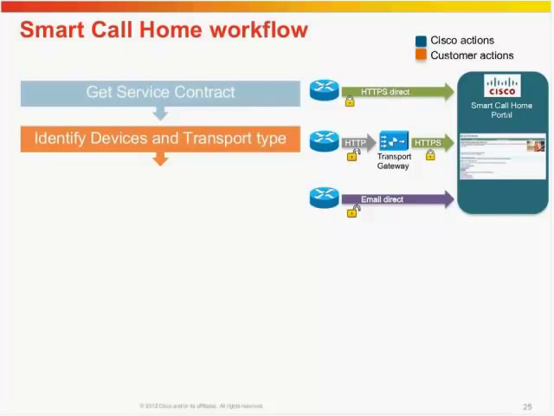Here we see four options. The preferred option is at the top, which would be HTTPS directly from the device to Cisco. And then the least preferred option would be the last, which would be emailed directly from the customer's SMTP server to Cisco. But that would be an unencrypted transport. In the middle, we see the transport gateway, which is a purpose-built proxy server for Smart Call Home messages.